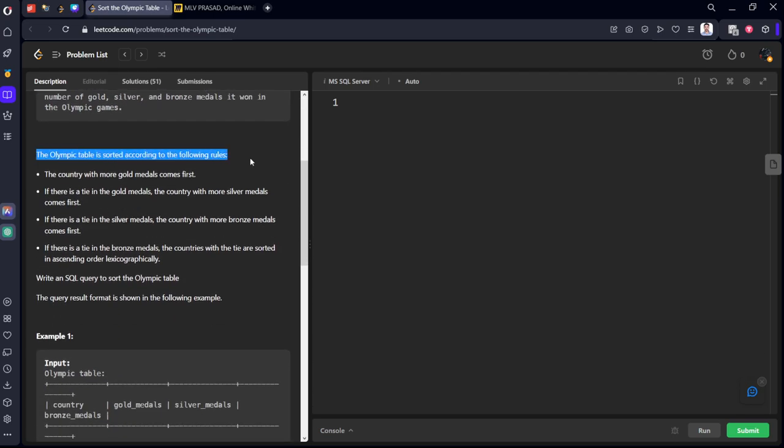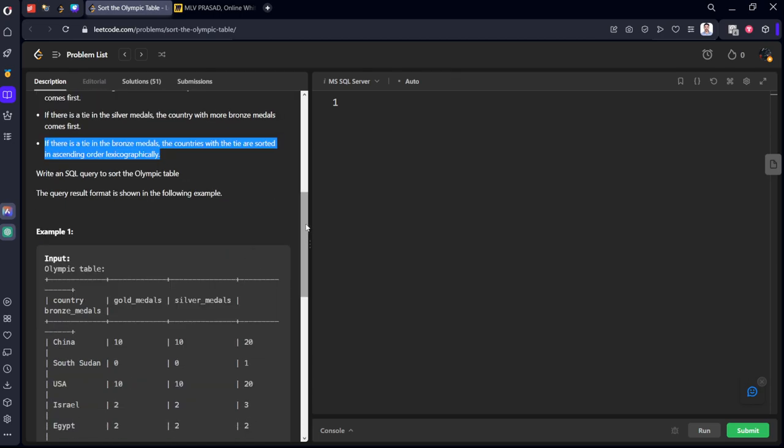What they are saying is, sort the countries by gold medals first. If there are two countries having the same gold, then they should be sorted by silver medals. If it is again the same, we need to sort by bronze. If it is again the same, then we need to sort by the ascending order of country names. Okay, let's see this table.